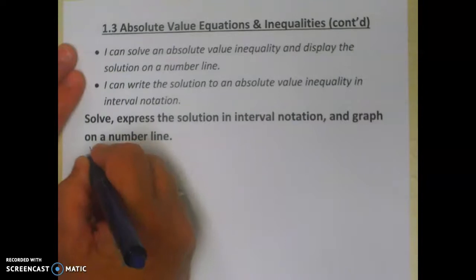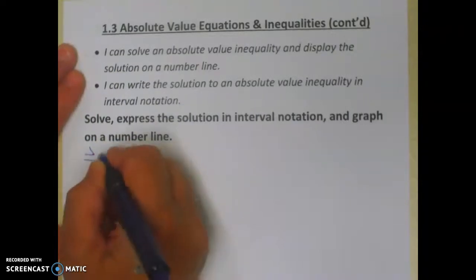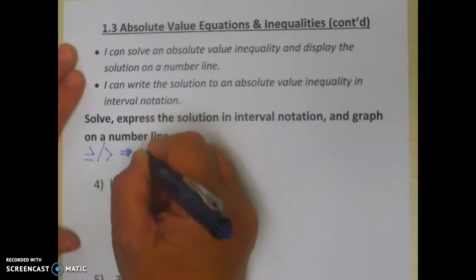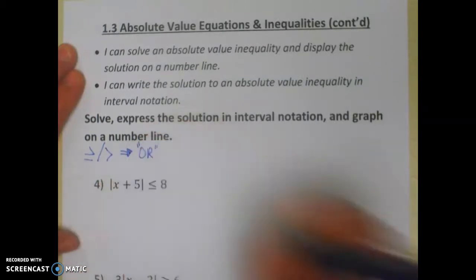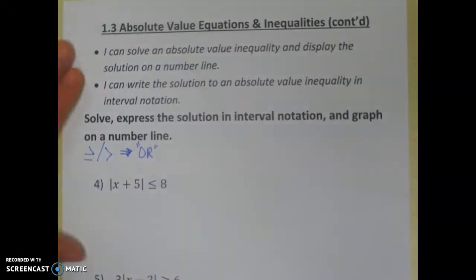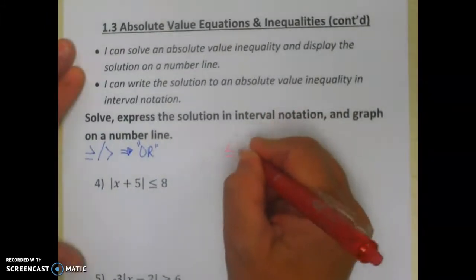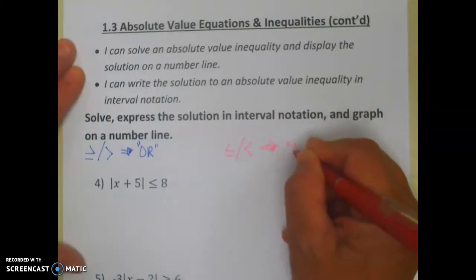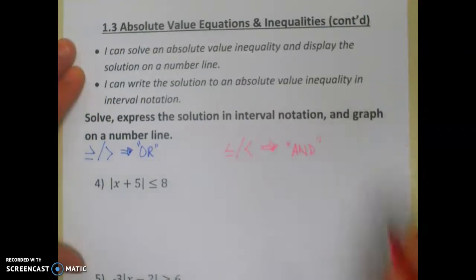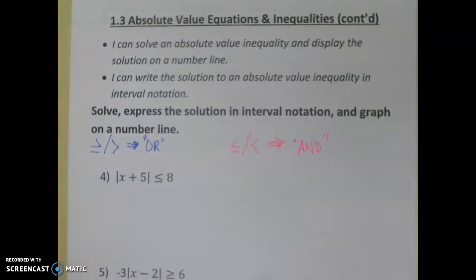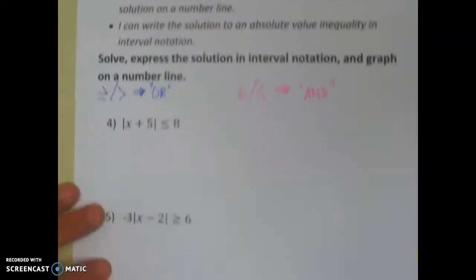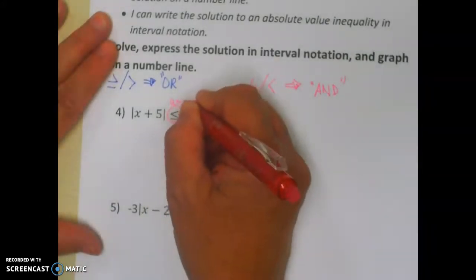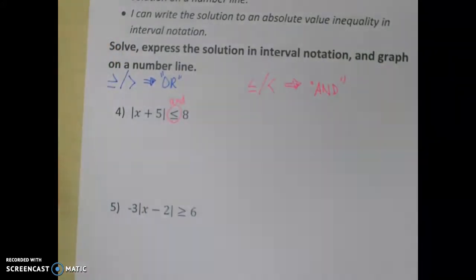And if the sign at the beginning is greater than or equal to or greater than, that means you have an or problem. And if it's less than or equal to or less than, that means you have an and problem. All right. So that's at the beginning. So this first one, since it's pointing left, I know this is going to be an and problem. Okay. And I just note that at the very beginning, just so I know where I am.